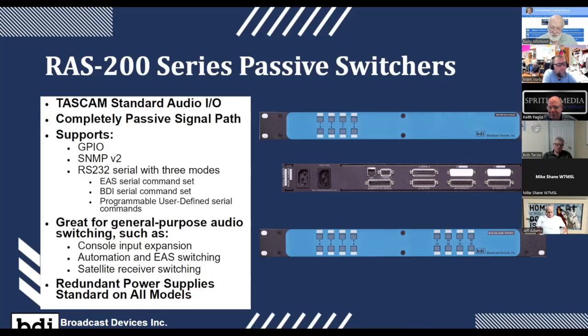So around a broadcast facility anyway, these are good for console input expansion, automation and EAS switching, satellite receiver switching, that kind of thing. Now, on the EAS switching, you can designate an EAS channel. This is only one input at a time. So when the EAS generator fires, it'll go to that channel. And then when the test is done or the event is over, it'll switch back to the last channel selected.